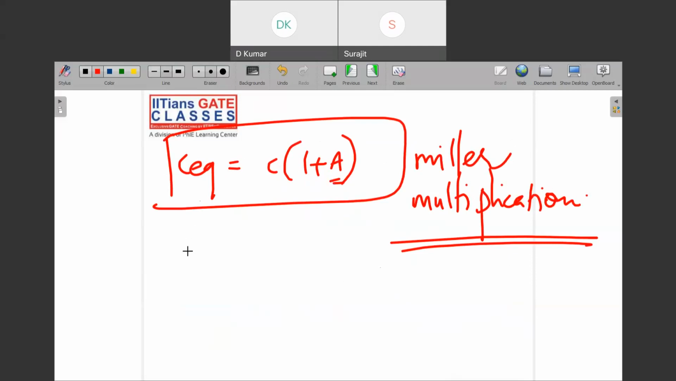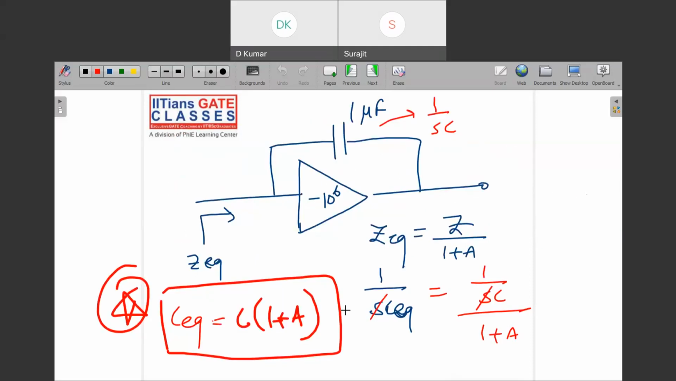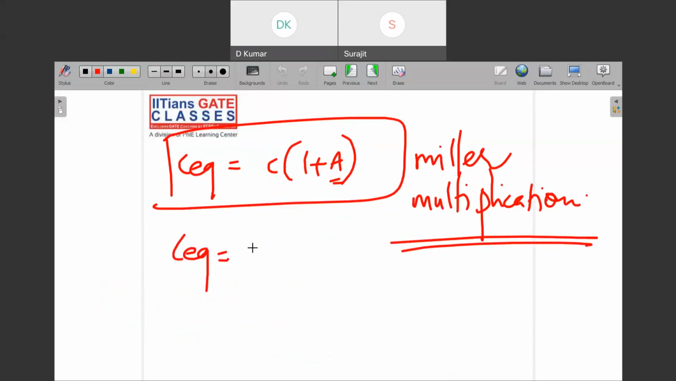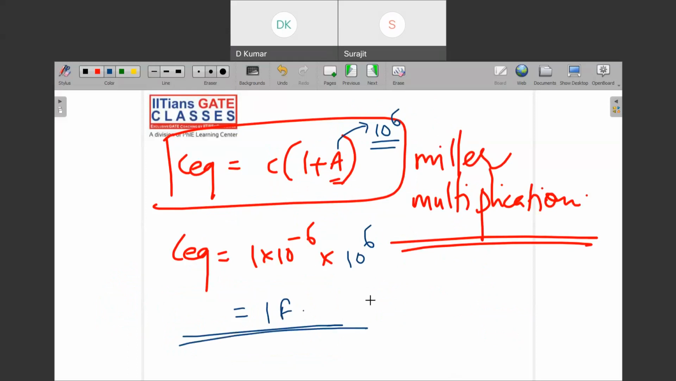So what is C equivalent here now? C is given as what? 1 microfarad, that is 10 raised to power minus 6. And now you can neglect 1. Why? Because this guy is very high, 10 raised to power 6. What is this? 1 farad. So capacitance value has got increased. If the capacitance value has increased, what will be the bandwidth? Bandwidth will decrease, right?